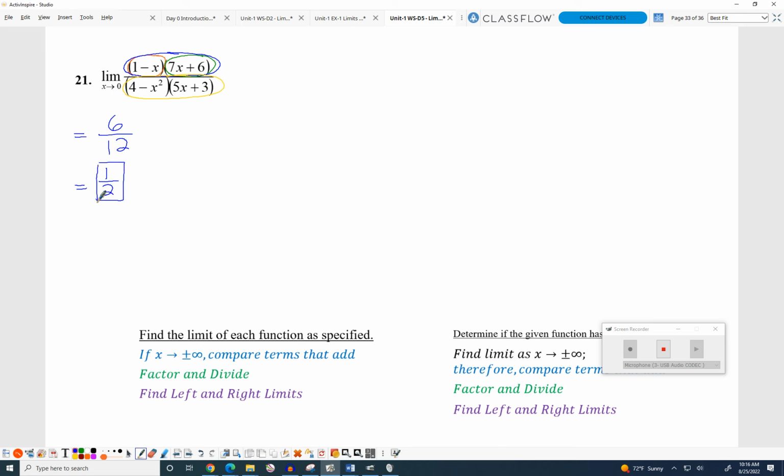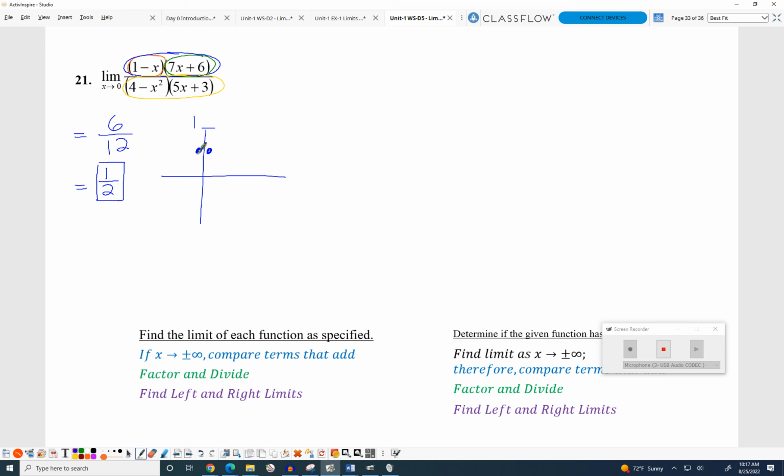That means if you were drawing a graph to depict this situation, what you would say is, when the x-coordinate is almost 0, the y-coordinate is 1/2. So say this is 1. That means we have a y-coordinate like here. And we have a y-coordinate here.